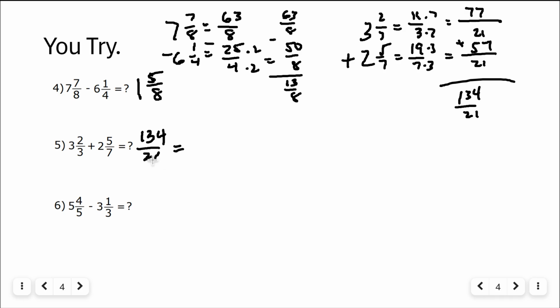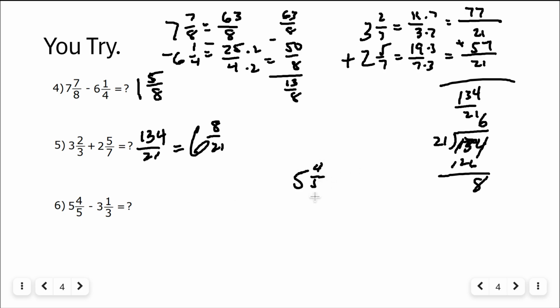that's equal to 21 goes into 134. 21 into 134, 4, 5, 6, right? 21 times 6, that's 126. 8 remaining. So that's 6 and 8 over 21. And then finally, 5 4/5.